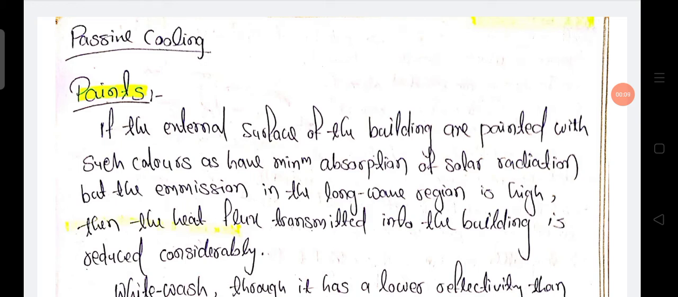In today's class, we are going to study the remaining part of the passive cooling techniques. Today we will discuss how we can cool our living room by using paints.